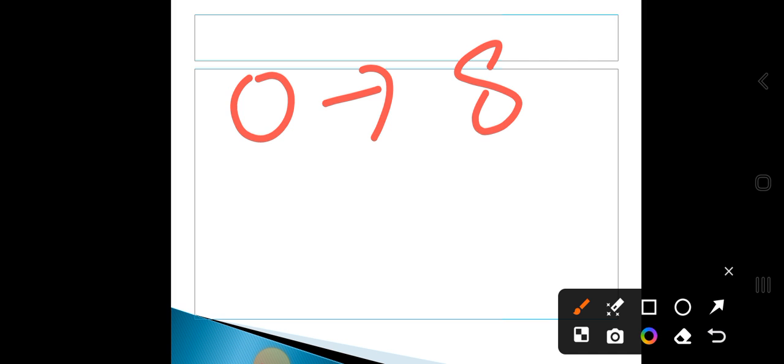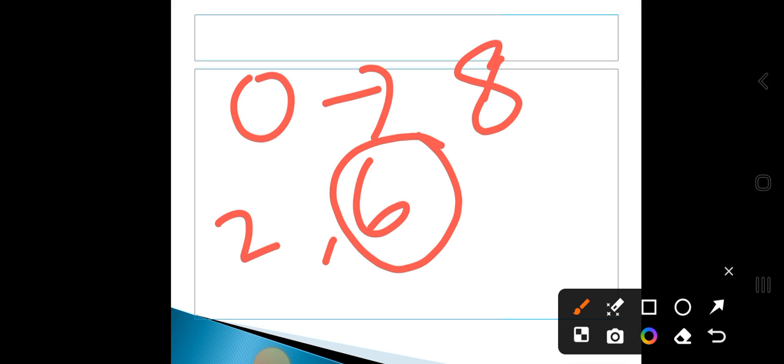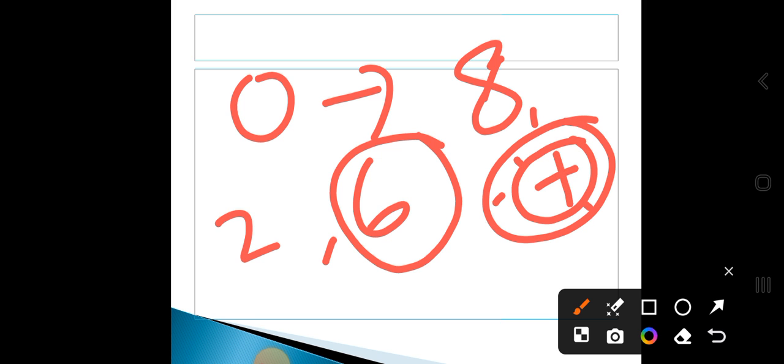See, oxygen. What's the oxygen atomic number? 8. Okay, so 2, 6. Now here, observe the valence. There's an outermost orbit. It's just like writing like this. This is 2 electrons, 1, 2, and here there are 6. 1, 2, 3, 4, 5, 6.